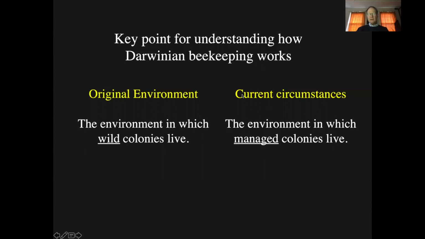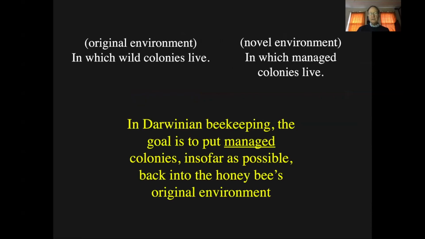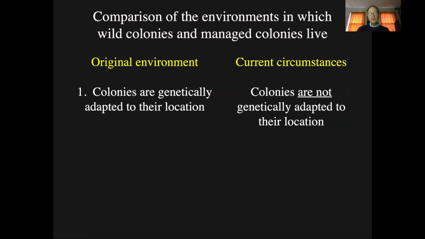And what we want to do with Darwinian beekeeping is we want to see, okay, how can we have bees living in our beehives, but put them into a lifestyle or environment that is like what wild colonies experience, but is not what managed colonies experience. So our goal in Darwinian beekeeping is to put managed colonies, insofar as possible, back into the honeybee's original environment. And we're going to go through this step by step.